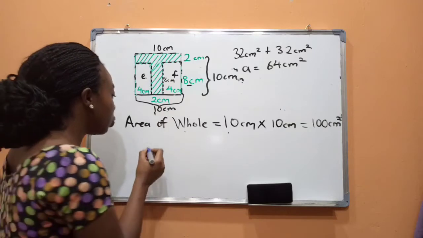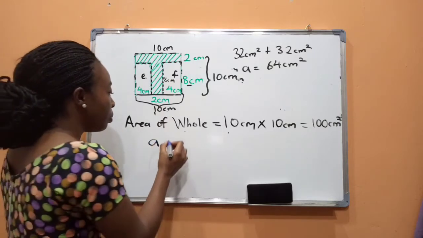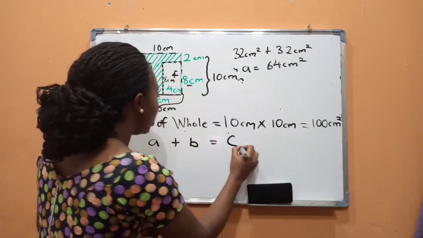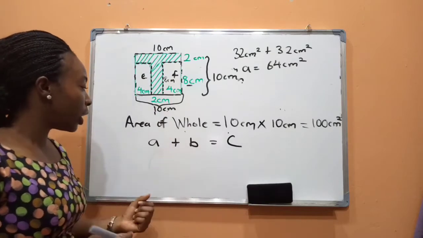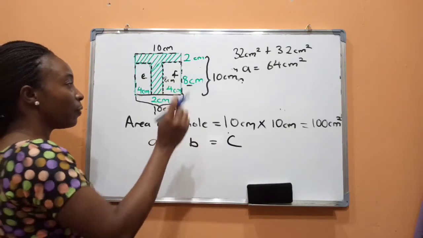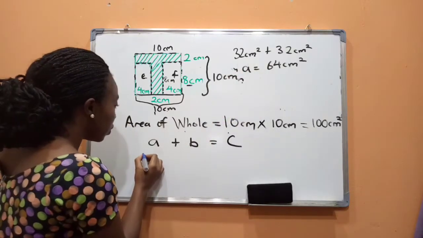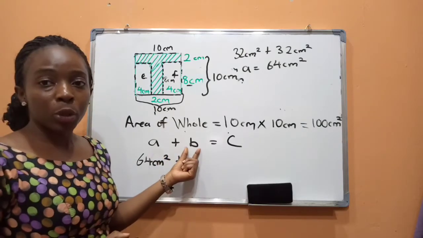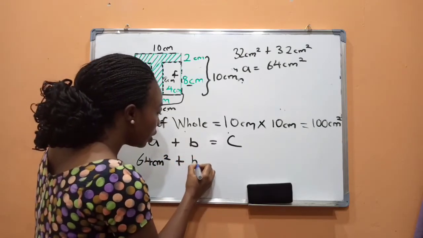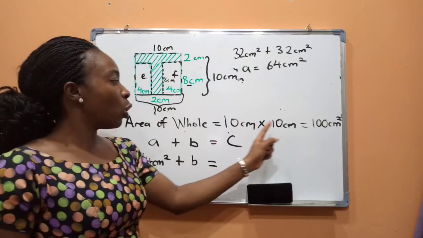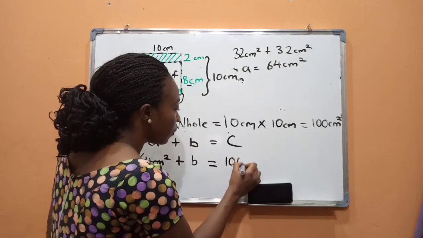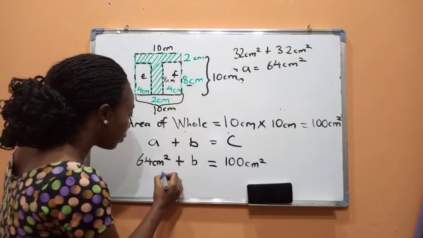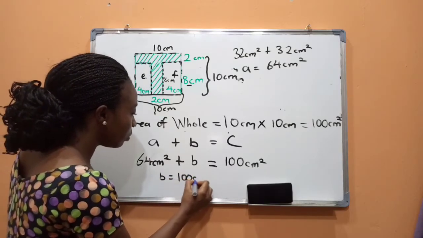Remember, area of shaded, which is A, plus B, which is area of unshaded, is equals to C, which is the whole region. Remember, we quoted this earlier. So the next thing we are going to do, what is the value of our A? The value of A is 64 centimeters square. So we write 64 centimeters square plus B, which is what we are looking for, the unknown, equals to the area of our whole region, which is 100 centimeters square. So the next thing we are going to do, we collect like terms. We are going to have B is equals to 100 centimeters square.